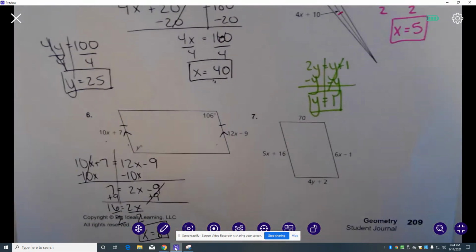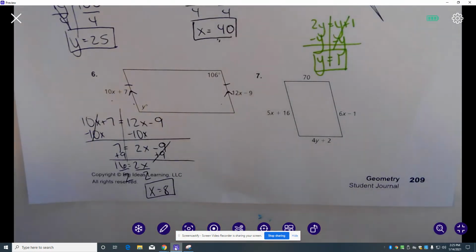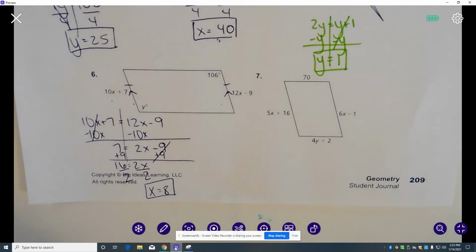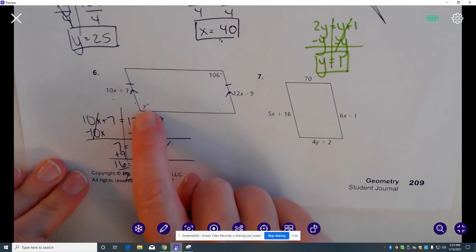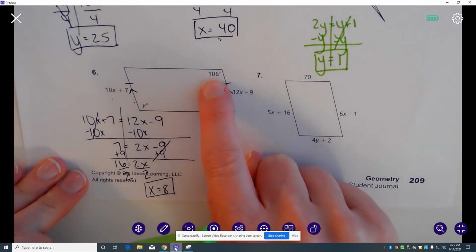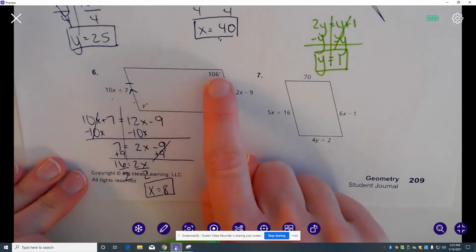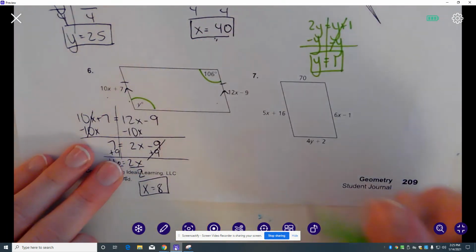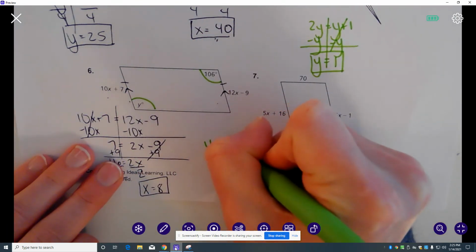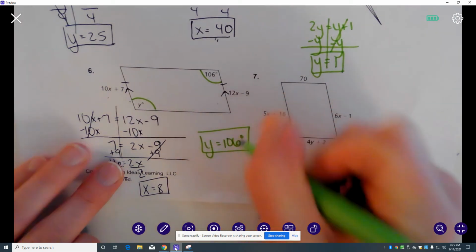If I went a little fast, you can always pause, rewind the video. I'm not taking too much time to explain each step when I solve the equations. Okay. All right, to find y. y is the measure of this angle here. I also know this angle is 106 degrees. We know that in a parallelogram, opposite angles are congruent. So y must be equal to 106 degrees.